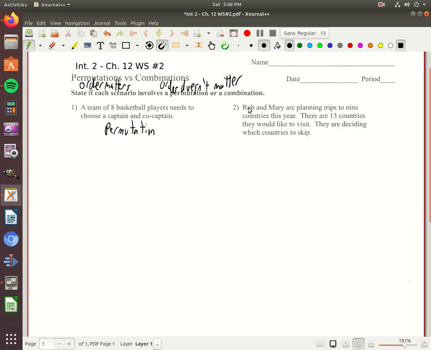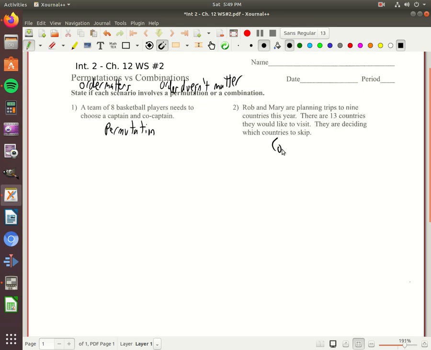When we go to problem 2, it says Rob and Mary are planning trips to 9 countries this year. There's 13 countries they would like to visit. They're deciding which countries to skip. Well, does it matter which order they skip the countries in? I mean, they're not going to go anyway, right? Now, if we were talking about what order they were going to visit the countries in, I would say it's a permutation. But we're talking about the order that they're not going to visit. And who will ever know if they decided to throw England out or Spain out first? It's irrelevant. They didn't go to them.